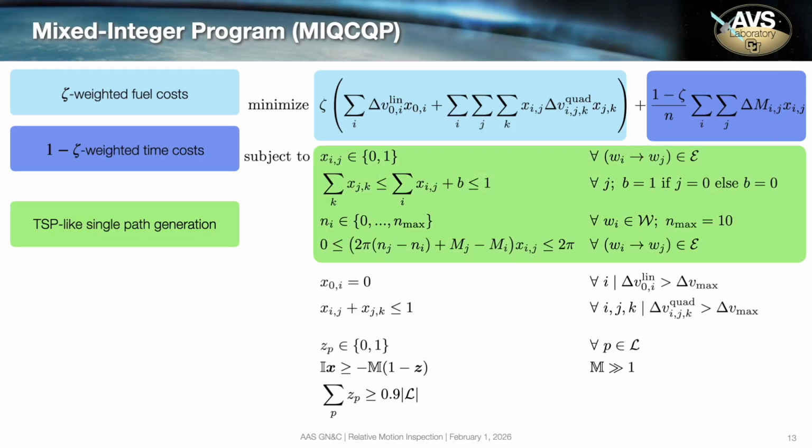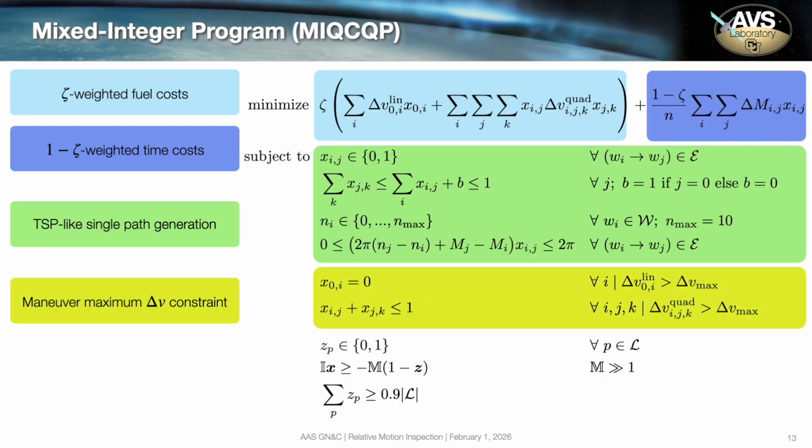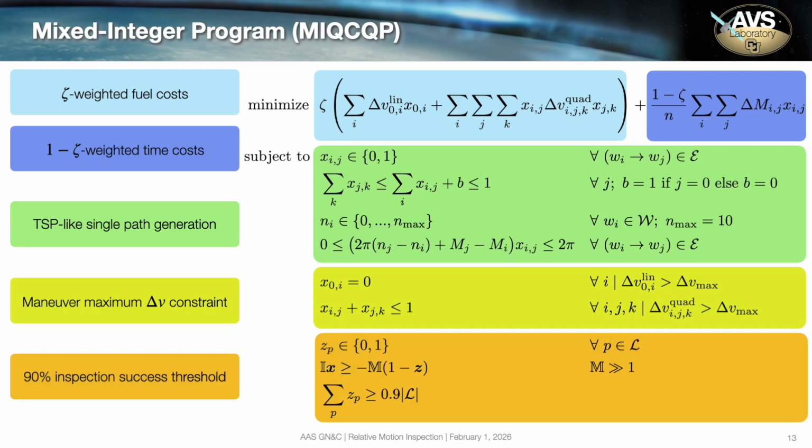We have constraints that yield traveling salesman problem-like single path generation, preventing loops or disconnected solution components. We also have a constraint that limits our maximum delta V that can be performed at any maneuver. And finally, we have a success condition which matches the same inspection threshold of illuminated points that we see in the reinforcement learning based solution.